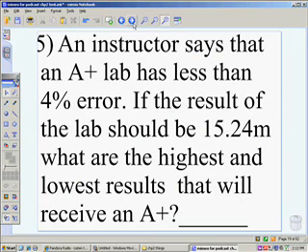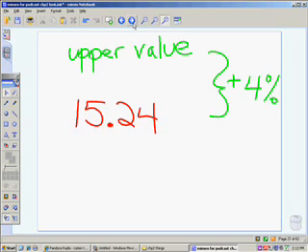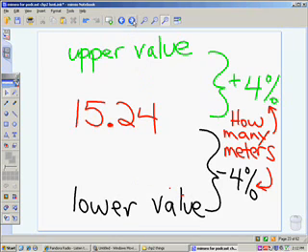An instructor says that an A+ lab has less than 4% error. If the result of the lab should be 15.24 meters, what are the highest and lowest results that will receive an A+? To do this, we start off with the idea that we're aiming at 15.24, and we can be either 4% too high for some upper value, or 4% too low to get a lower value, but the A+ is somewhere within this range. What we need to figure out is how many meters is 4%, and then we'll add that to get the upper value, and we will subtract off that number of meters to get the lower value for an A+ grade.